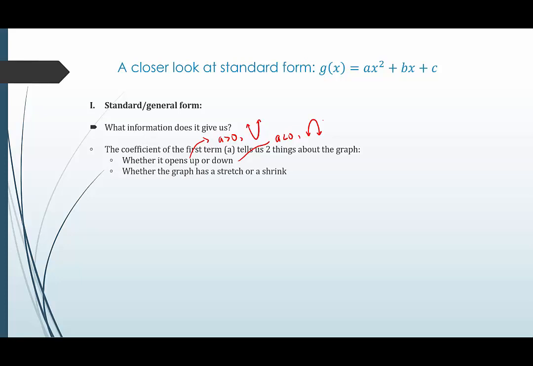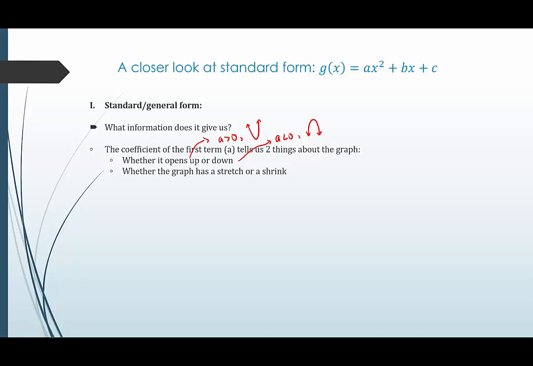Second of all, it tells us whether the graph has a stretch or a shrink, or if it has neither a stretch nor a shrink, which is also a possibility. So that's if a is not 1. If we see 2x squared, negative 1/3 x squared, then the graph will have a stretch or a shrink. If it just says x squared, then there is no stretch or shrink because a is 1. Or if it's negative x squared, because the coefficient would be negative 1.